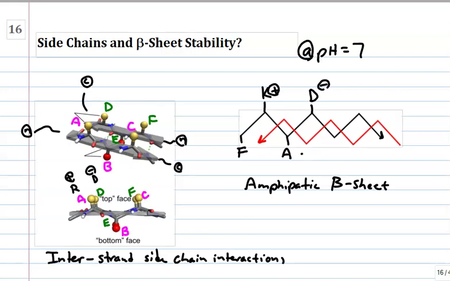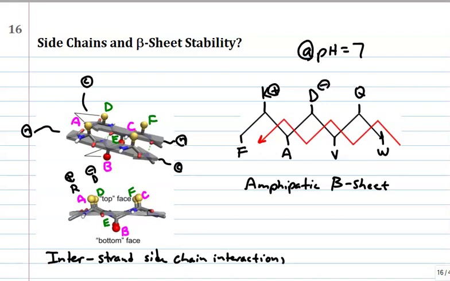Whoops, hang on a second. We're only doing the black strand now, so we've got to go here. We need a valine, and we need a polar amino acid here, Q, and let's just end it with W. So I just did the amino acid sequence in the black strand that would be able to be a part of an amphipathic beta sheet.